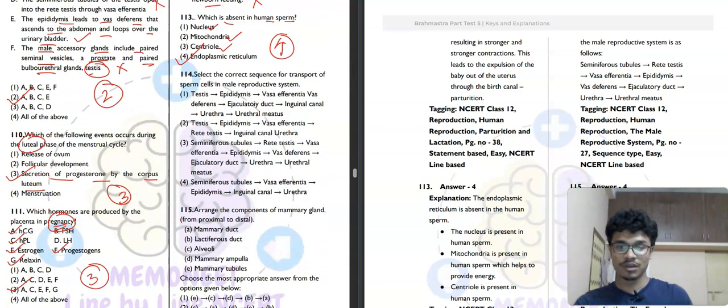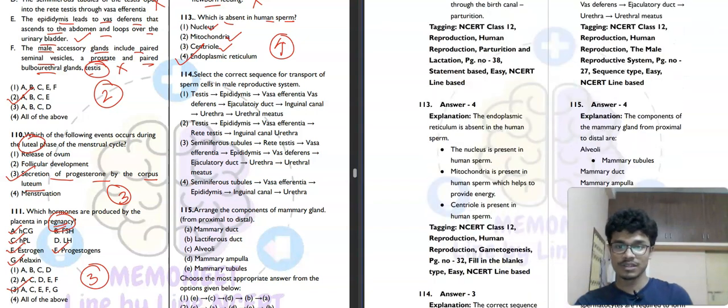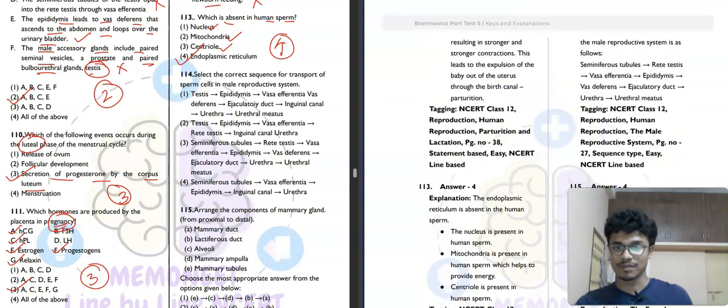Now the next, 114. It is saying, select the correct sequence for the transport of sperm cells in the male reproductive system. The options are given: testes, epididymis, vasa efferentia, vas deferens, ejaculatory duct, inguinal canal is not correct. Testes, epididymis, vas deferens, rete testis is also not correct. Seminiferous tubules, then rete testis, then vasa efferentia, then epididymis, then vas deferens, then ejaculatory duct, then urethra, then urethral meatus is absolutely correct.